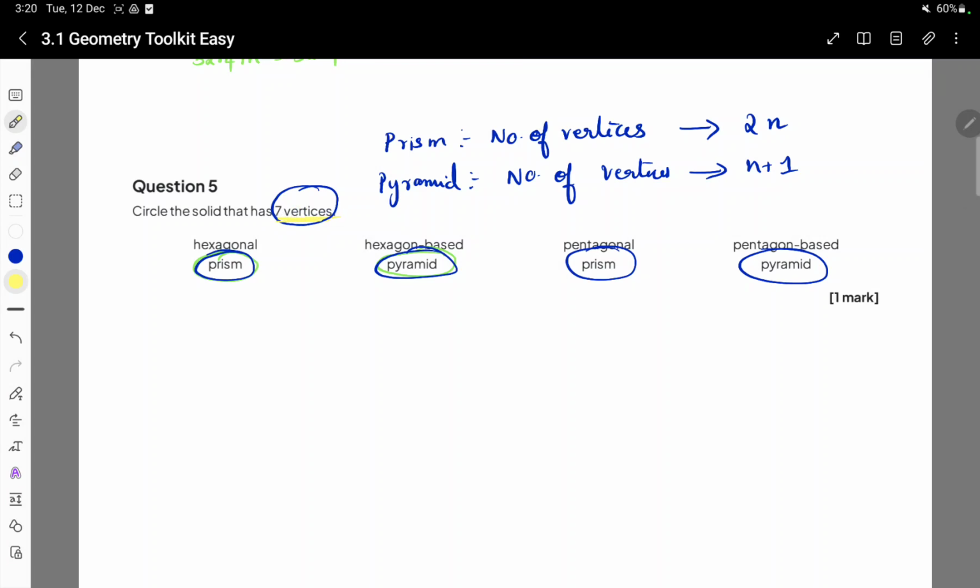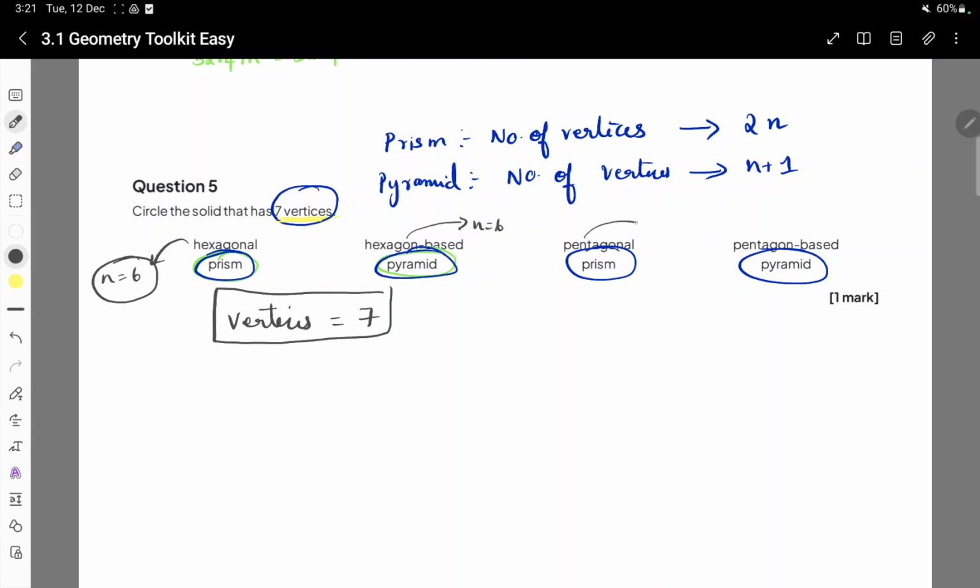Circle the solid that has 7 vertices. They have given vertices is equal to 7. And hexagon is nothing but n is equal to what here? Hexagon means n will be equal to 6, and here also hexagon n is equal to 6. Pentagon n will be equal to 5, and here also pentagon n will be equal to 5.